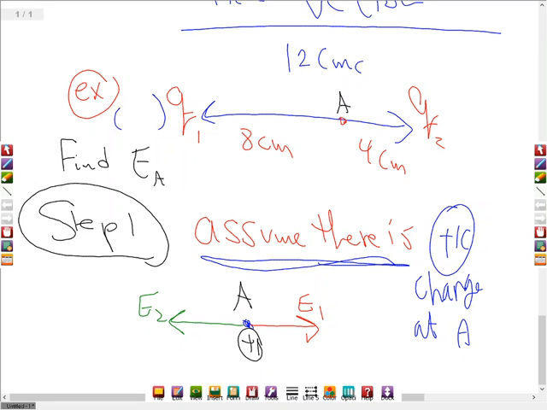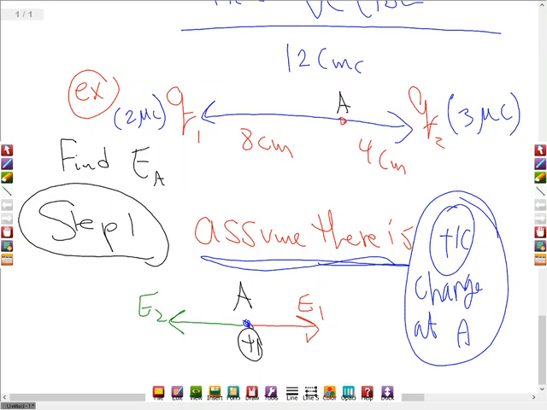This is 2 microcoulomb and this is 3 microcoulomb. Good? Whenever they don't give us the value of the charge, we just assume it's positive 1. Always, for electric field, at the point where you want to find the electric field, you assume there is a positive 1 coulomb charge. You never change it. It's not your choice. When I want to find the electric field at any point, I assume there's a positive 1 charge.